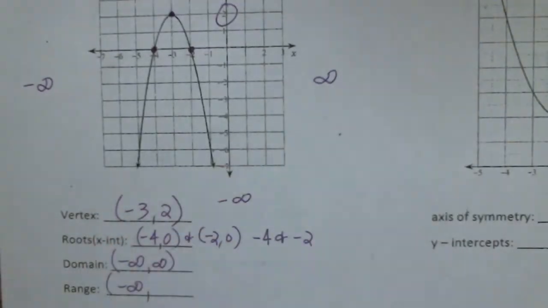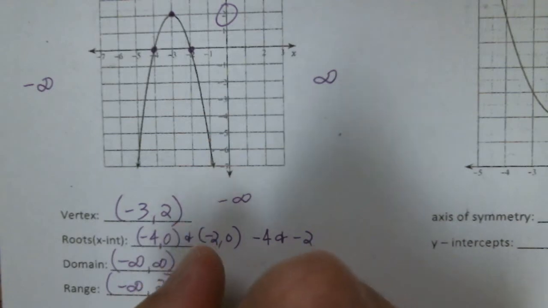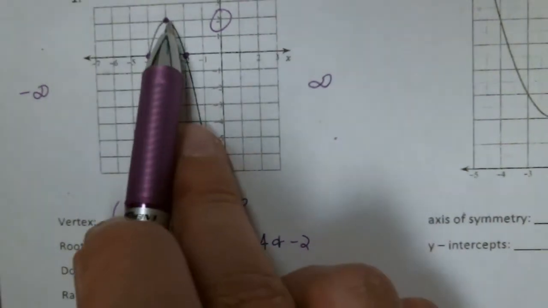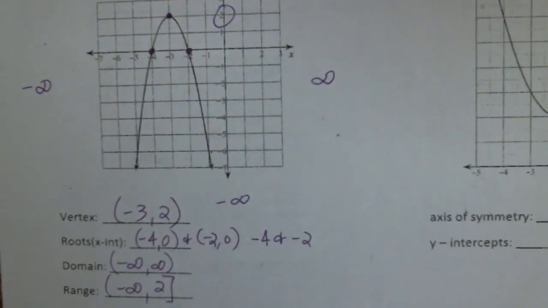Now technically we'll put parentheses on the infinities, and technically when we have these values, we're supposed to put a bracket right there because my graph actually does include, it does touch 2. So that's just kind of a technicality there with the bracket.